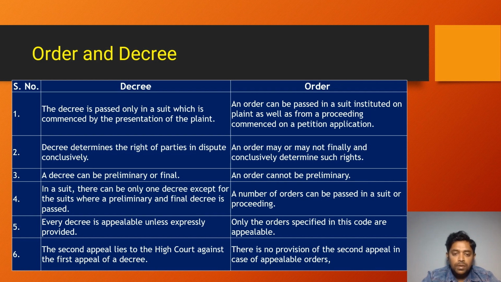In a suit, there can be only one decree except for the suits where a preliminary and a final decree are passed. A number of orders can be passed in a suit or proceeding. Every decree is appealable unless expressly provided. Only the orders specified in this code are appealable. A second appeal lies to the High Court against the first appeal of a decree. There is no provision of second appeal in case of appealable orders.